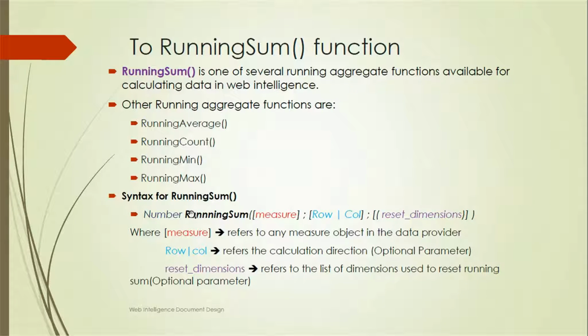The syntax for RunningSum is: number, then RunningSum of measure, row or column, reset dimension. Measure refers to any measure object in the data provider. Row or column refers to the calculation direction, whether we want to total running row-wise or column-wise. Reset dimensions refers to the list of dimensions used to reset the running sum. This is an optional parameter.